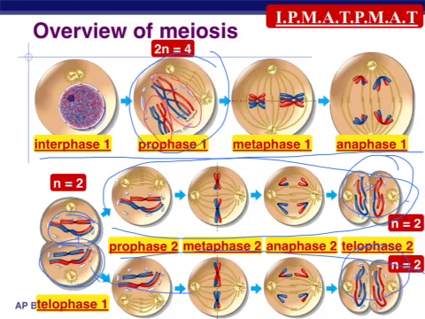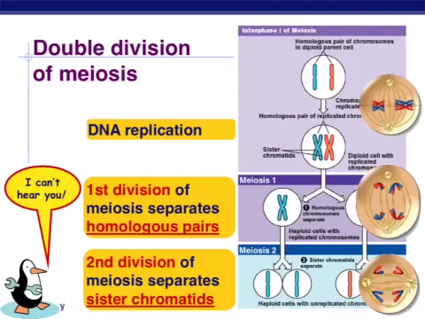Now you should notice that the names of the phases are the same. There's interphase and prophase and metaphase and anaphase, but we have them for the first time, and then we have them again for the second time. Okay, so in meiosis, what you're going to realize is that we have a double division taking place. The important part we're just going to pay attention to on this particular slide.